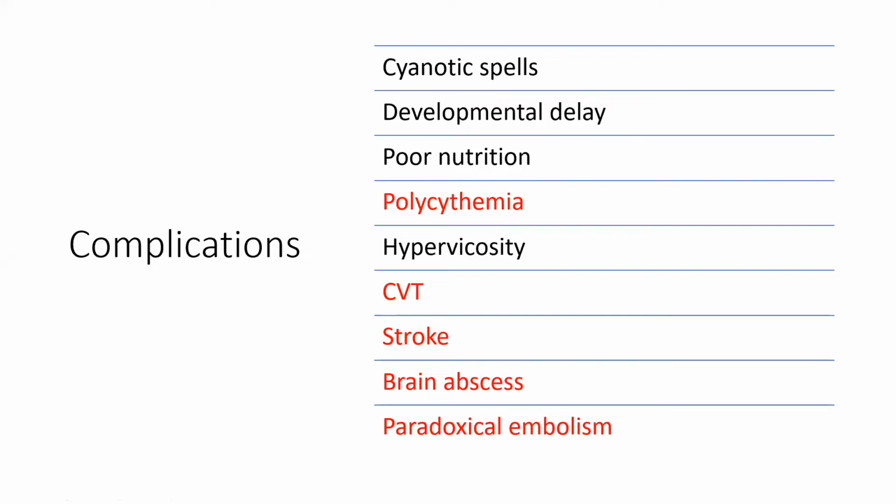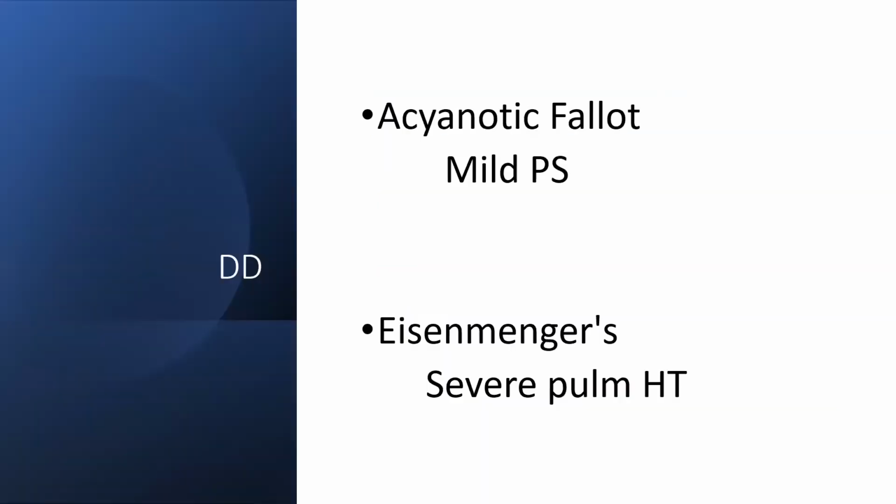So there is a polycythemia, there is a hyperviscosity, which can lead to a venous thrombosis or an arterial thrombosis, or you can get a brain abscess because of infective endocarditis or even otherwise, and also you can get a paradoxical embolism starting from any of the chambers.